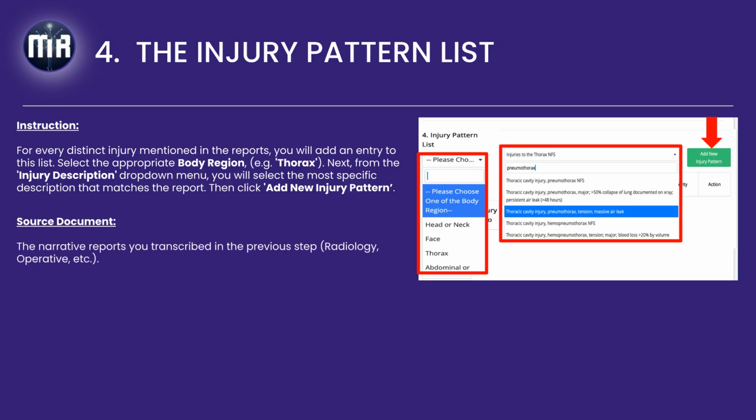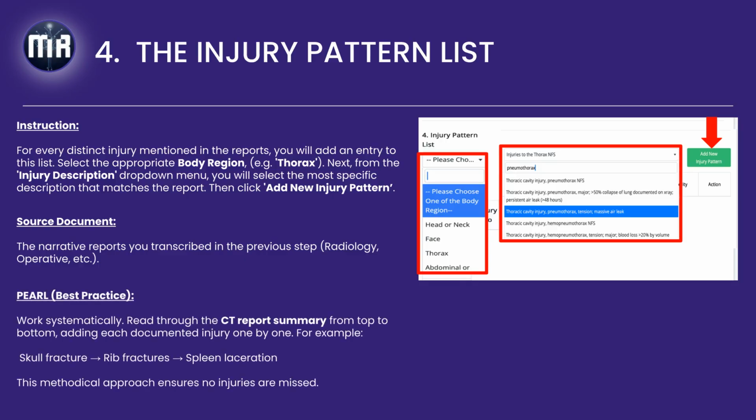The source for this will be the narrative reports you just transcribed in the previous step. The pearl for this task is to work systematically. Read through the CT report summary from top to bottom, adding each documented injury one by one. For example, first, the skull fracture. Second, the rib fractures. Third, the spleen laceration. This methodical approach ensures no injuries are missed.